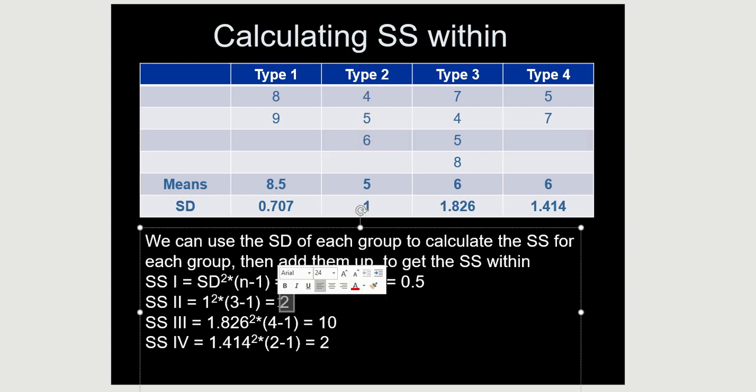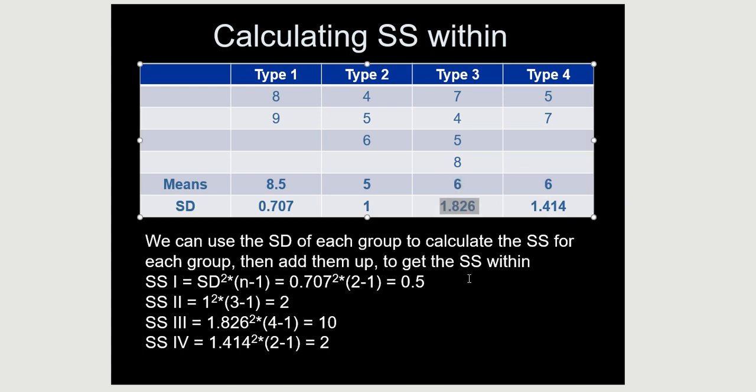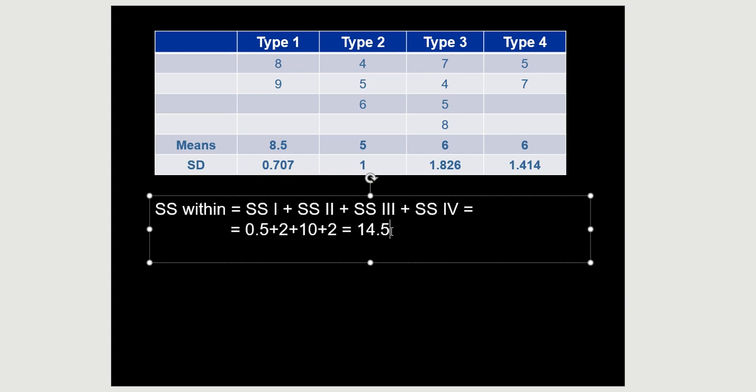So you get 2. Then you take group 3, standard deviation 1.826, you square it and you multiply it by the degrees of freedom, which is 4 observations minus 1, so 3, and that gets you 10. The last one is 1.414, you square that and you multiply again by 1, and that gives you a sum of squares of 2. So now I have the sum of squares within 1, within 2, within 3, within 4. I can add them up, and it comes to 14.5. This is the sum of squares within. So the first chunk is done.